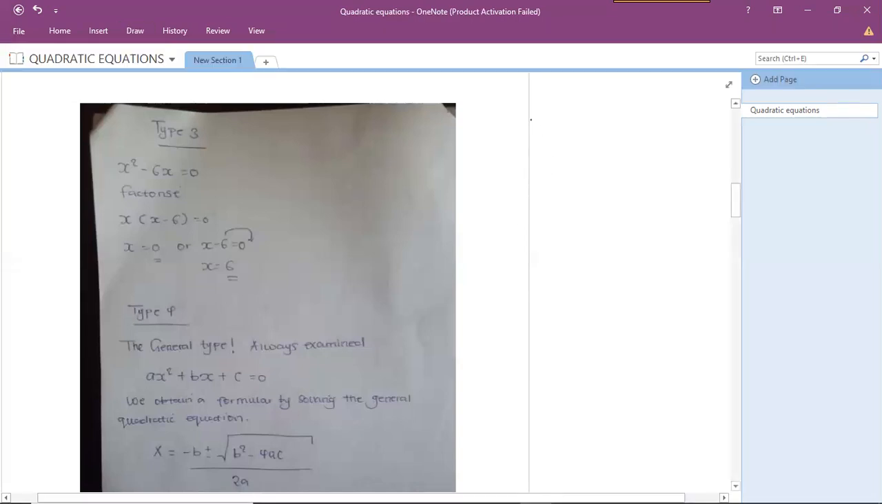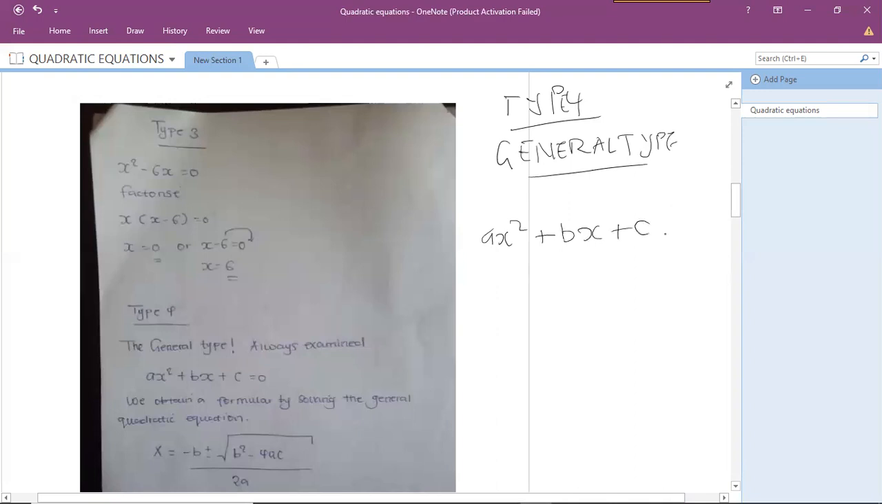Okay, so let's now go to the general type. So type 4, look at how I'm writing type 4. Type 4 is the general type. So what do we mean by the general type? It's in the form ax squared plus bx plus c is equal to 0.